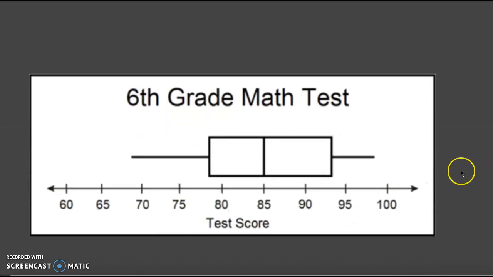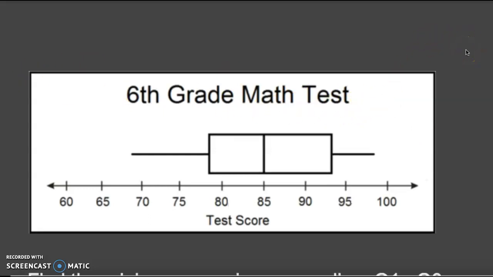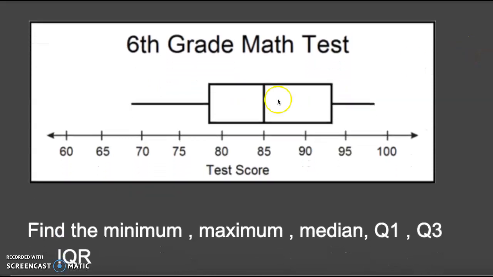All right, take a look at this one. So we have a 6th grade math test and a box and whiskers plot. I want you to find the best answer for minimum and make sure you write down that number because you'll need it later. Choose the best answer for maximum and write down that number.